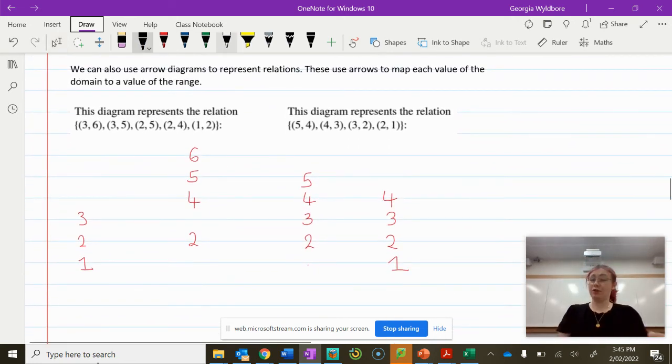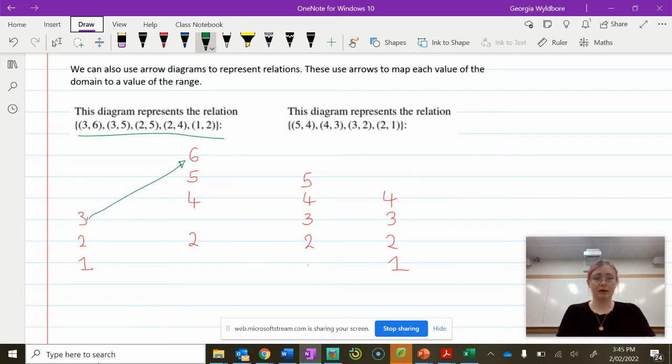We can also use an arrow diagram to represent relations. This effectively just takes each value of x and maps it to a particular value of y. That's going to be more important in the next video where we look at functions. But if we take this relation here, this first one of 3, 6, 3, 5, and so on, we're just taking an arrow. So we're starting at 3 and we're saying it goes to 6. The next pair, 3 goes to 5. Then we have 2 going to 5, 2 going to 4, and 1 going to 2.